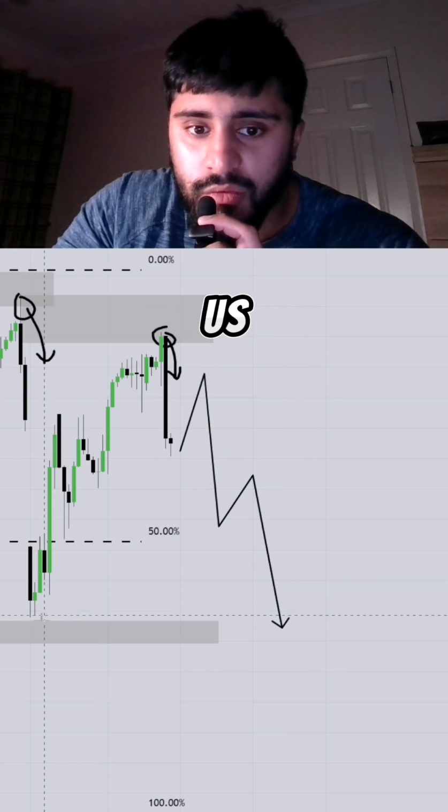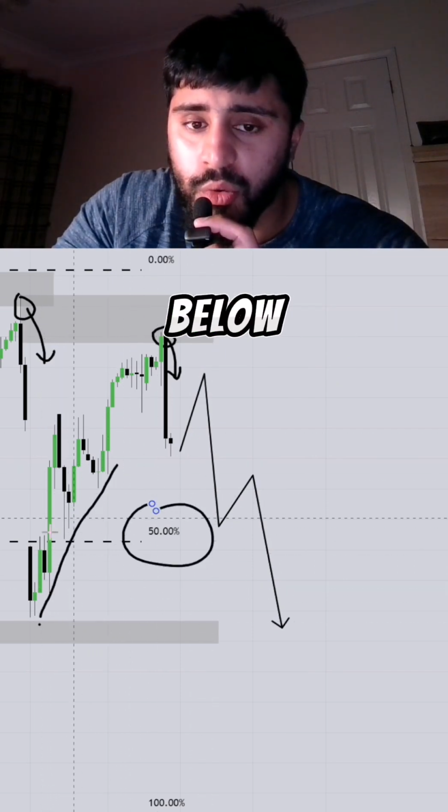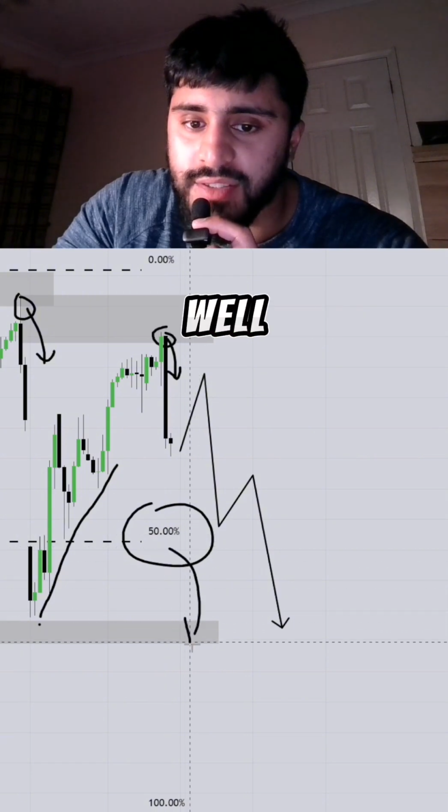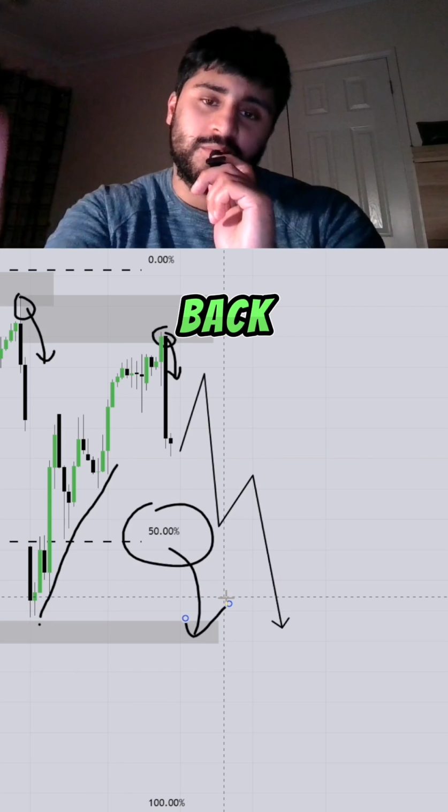Now, another thing that gives us confirmation is that we have some trend line liquidity resting below, or just at the equilibrium, as well as this fair value gap. So you want to be trading from premium to discount and discount back up to premium.